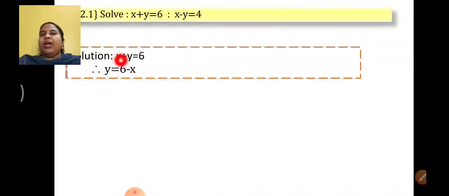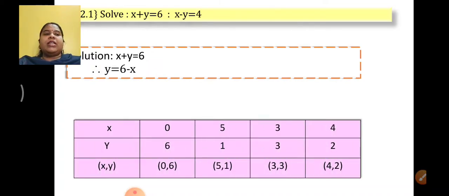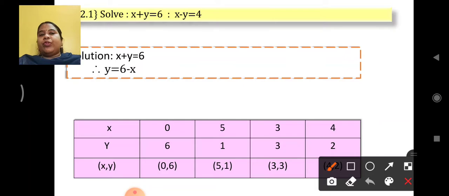For preparing the table, I have told you, express the given equation in terms of y. So y will be, shift this x this side, 6 minus x. Now you will assume 4 values of x and correspondingly substitute here and get the value of y. Suppose I have assumed the 4 values as 0, 5, 3 and 4. Randomly I have taken any values. Once I have assumed it, I will find out the corresponding value of y.